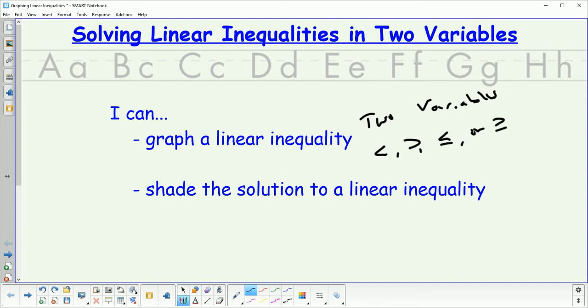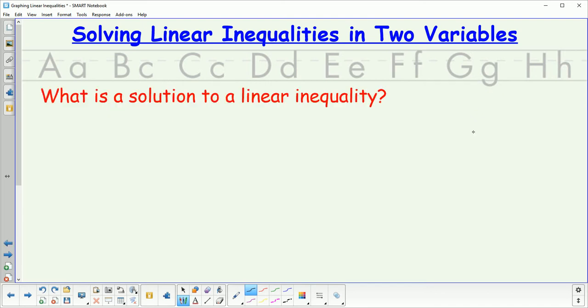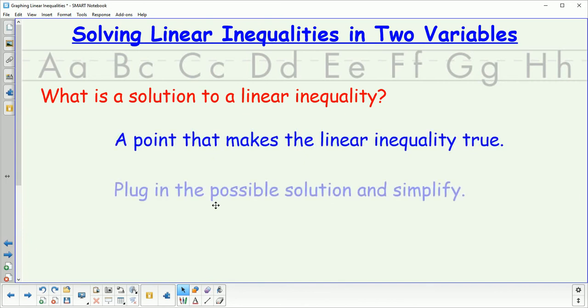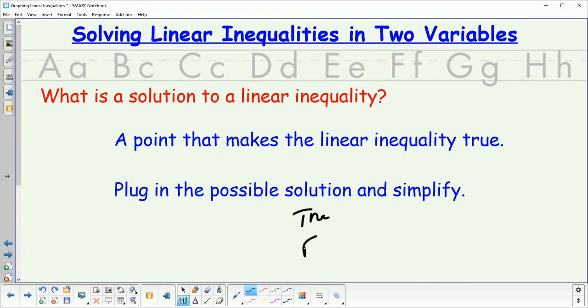Okay, so it's a lot like stuff we had looked at before, but now we're going to have two variables instead of one, and we're going to graph that. So a solution to a linear inequality is a point that makes the linear inequality true, and we can test that by plugging in the solution and simplifying, and either it makes a true statement or a false statement, which means it is a solution or it is not a solution.